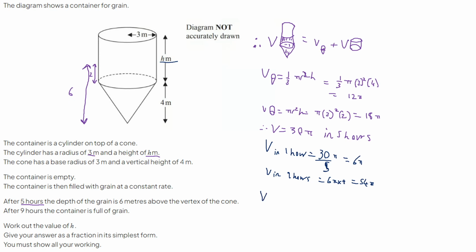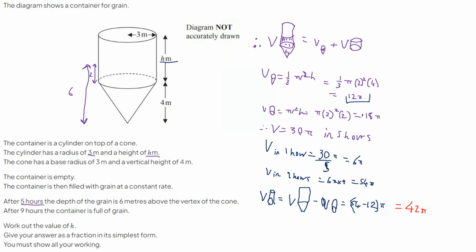Well, the volume of the cylinder is going to be the volume of everything minus the volume of the cone, which we already know is 54 minus 12 pi, because we already worked out 12 pi over here. 54 minus 12 is 42 pi.